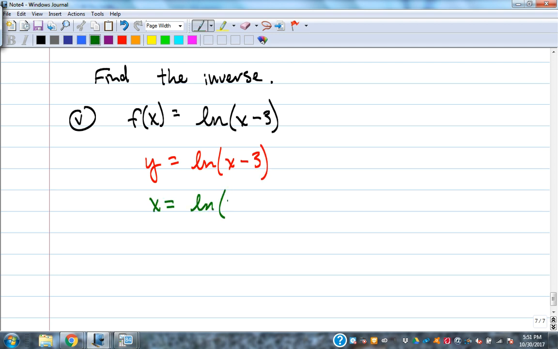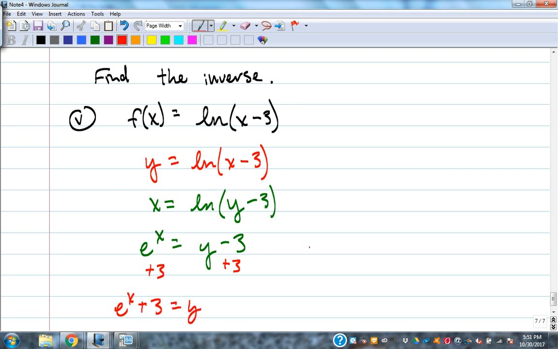Yeah, swap places with x and y. And then we want to get y by itself, so we don't need it inside of a log. So we can rewrite this as an exponential. What base is that natural log? E. So that's e to the x is equal to y minus 3. And what do you know? It's pretty easy to get y by itself now. E to the x plus 3 equals y. So f inverse of x is e to the x plus 3.